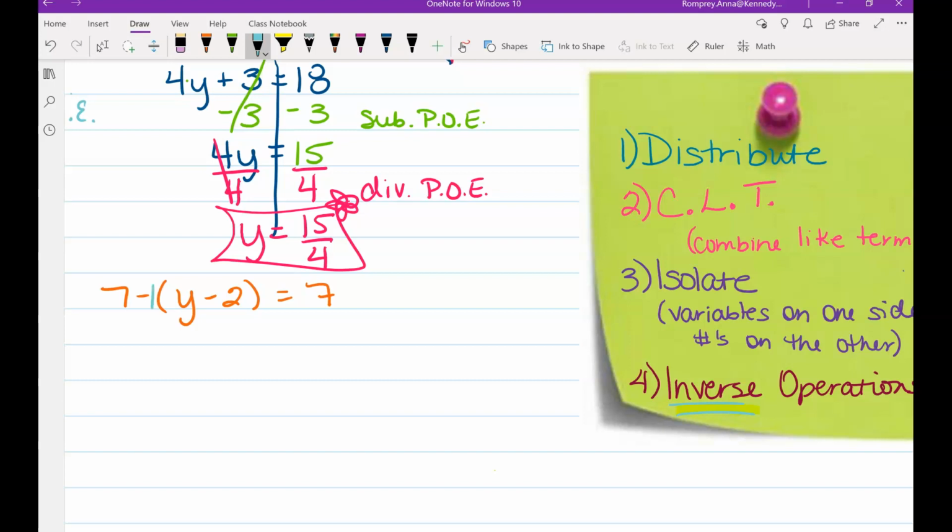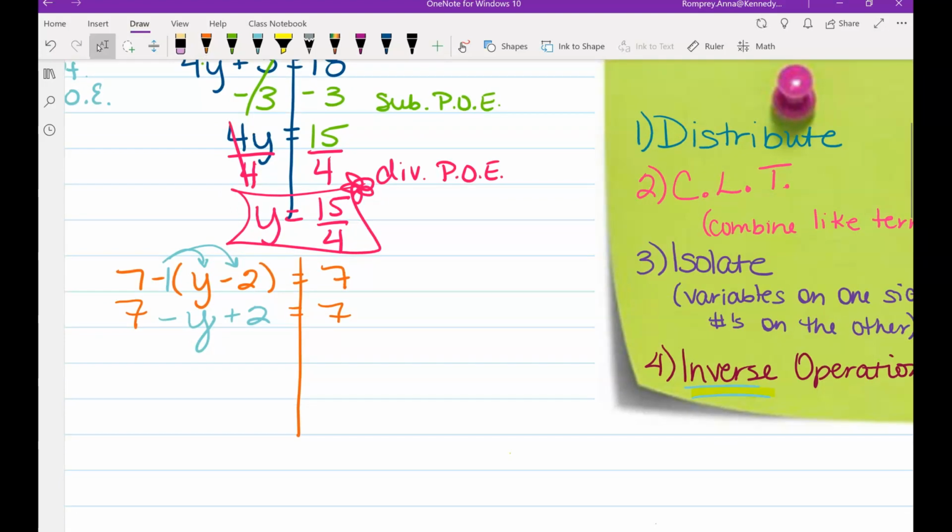Negative 1? Yeah, so now we have a negative 1 to distribute to both terms. So we've got 7, and then negative 1 times y gives us negative y, or negative 1y, however you want to write it. And then negative 1 times negative 2, positive 2. Those signs are super important. Equals 7. So far, so good? So first we use the distributive property.